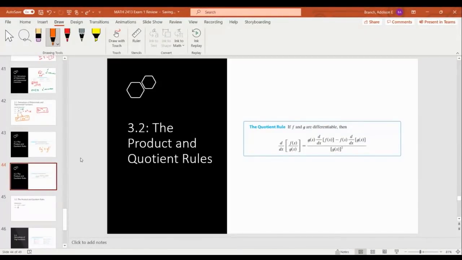All right, and then for quotient rule, if we have f divided by g and we want the derivative, we'll do the bottom times the derivative of the top, minus the top times the derivative of your bottom, all over the bottom one squared.